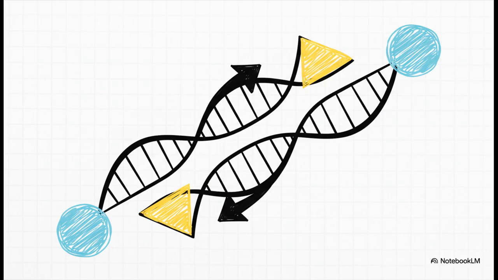The way these 2 strands line up is really interesting. They don't run in the same direction. They're what we call anti-parallel. The best way to picture it is like a highway.